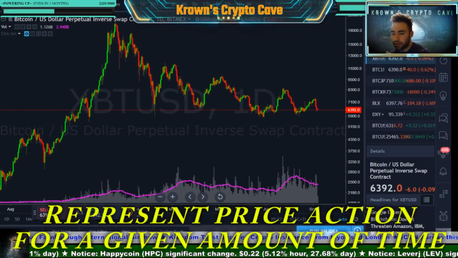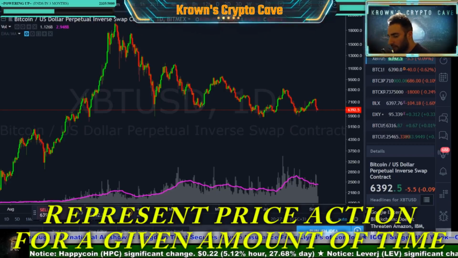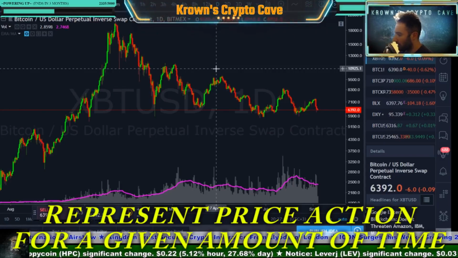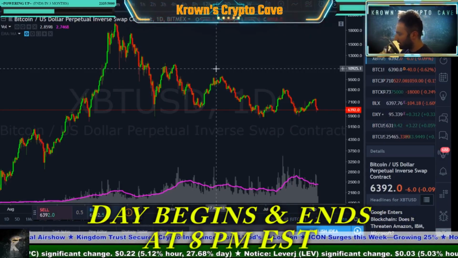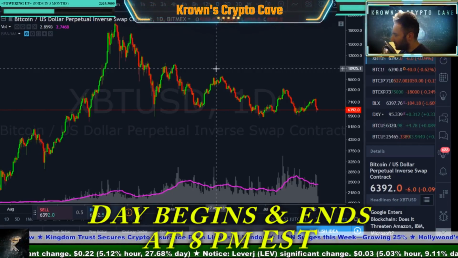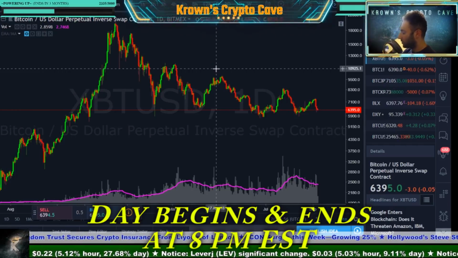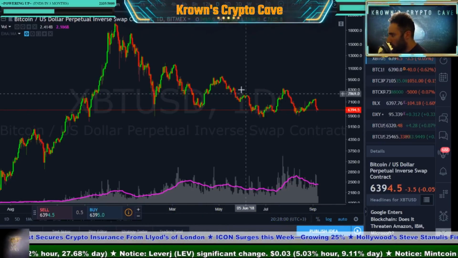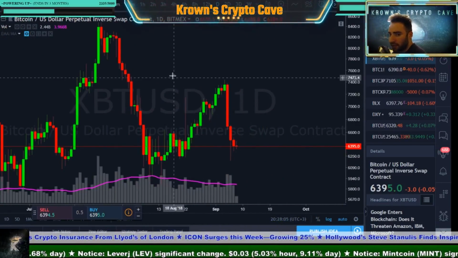Candlesticks quite literally just represent price action for that given amount of time. With regards to this current chart, we are on a daily time frame, so each candlestick represents one day's worth of action. If you are trading cryptocurrency, your day begins at 8 p.m. Eastern Standard Time and ends at 8 p.m. Eastern Standard Time. That is the exact time that these candlesticks encapsulate. Now, what are they and what do they represent? Well, they represent price action, but that doesn't necessarily cover the whole thing, does it?